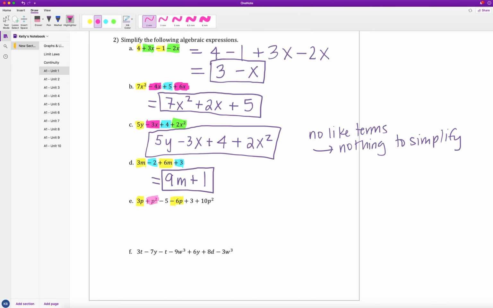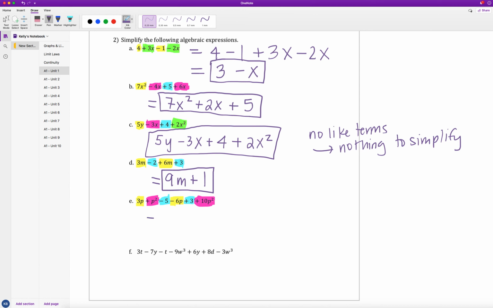So I have a p squared. Are there any other like terms that will go with a p squared? We do have this last term here, which is a positive 10p squared, so those guys are like terms, and I'll combine them together. Then our negative 5 is a constant term, and so is our positive 3, so I can combine those guys together.